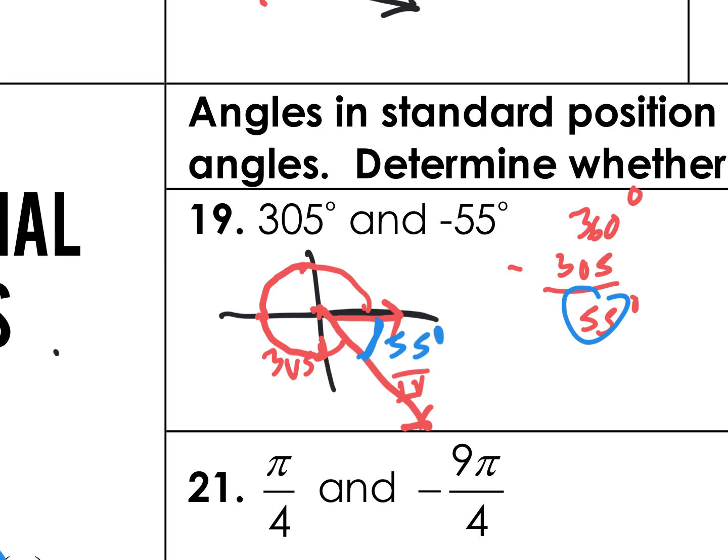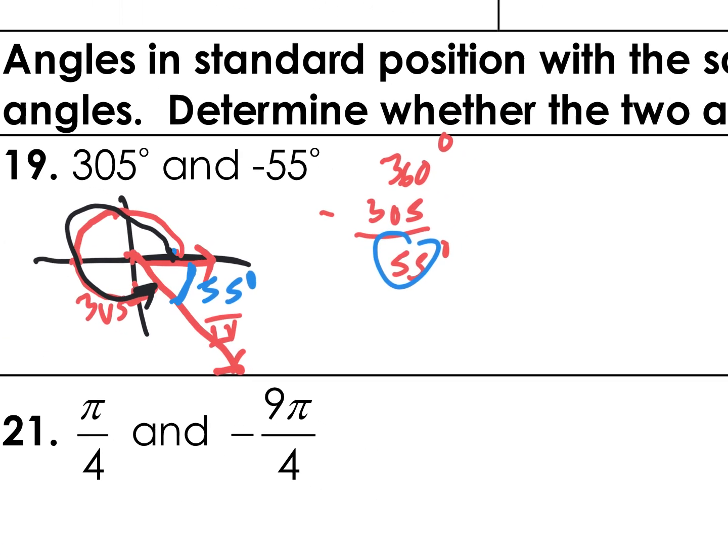Okay, so this red angle that I opened up, I'm going to now trace it in black. Here goes all the way to 305. Okay, now let's talk about the negative 55-degree angle. Negative 55 means I start with my initial side here at 0, and I go clockwise down 55 degrees. There it is. So that angle terminates here.